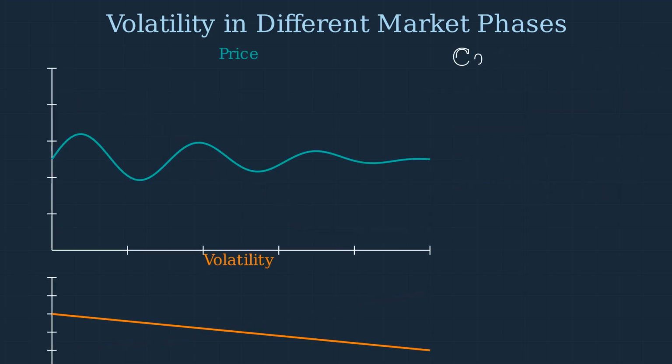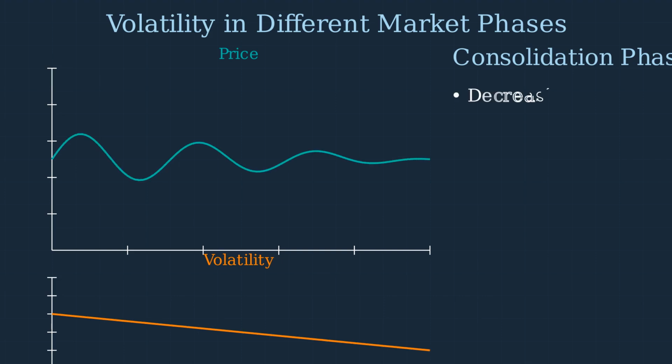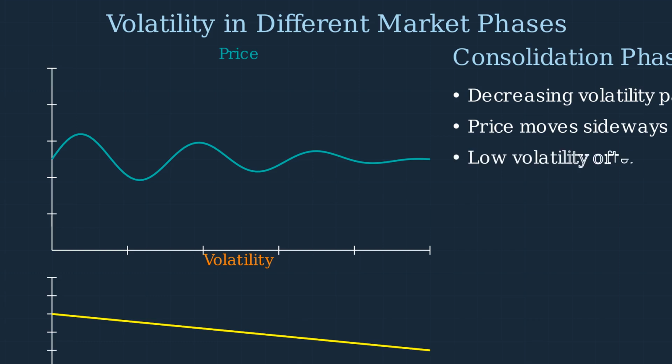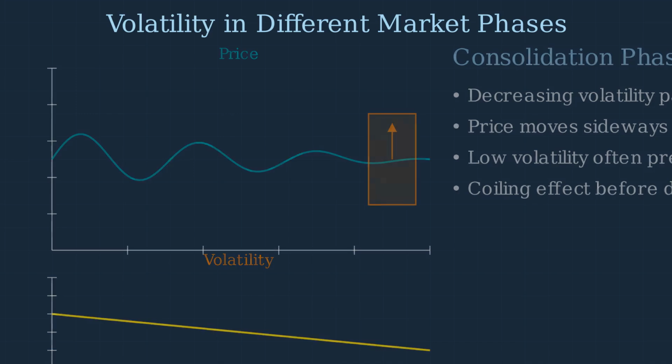During consolidation phases, volatility steadily decreases as the market moves sideways. This declining volatility creates a coiling effect where energy builds up. Remarkably, these periods of low volatility often precede significant breakouts and new trends.